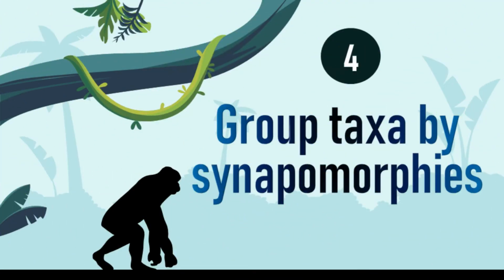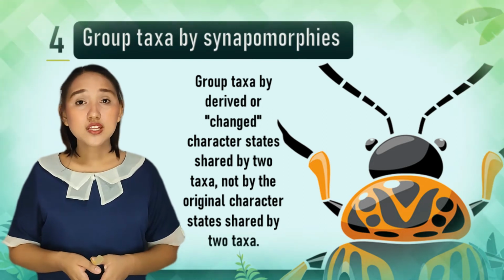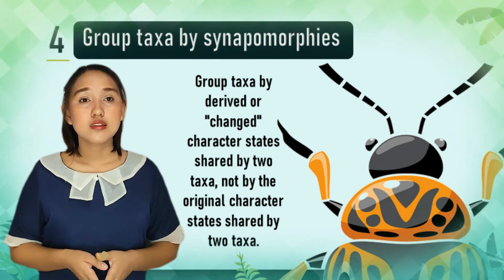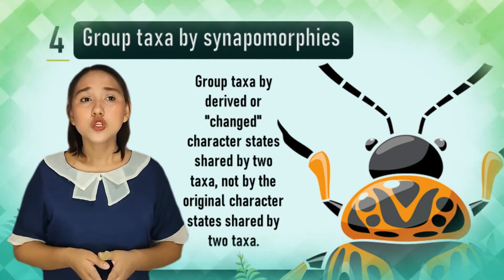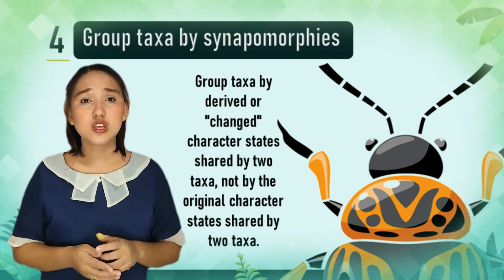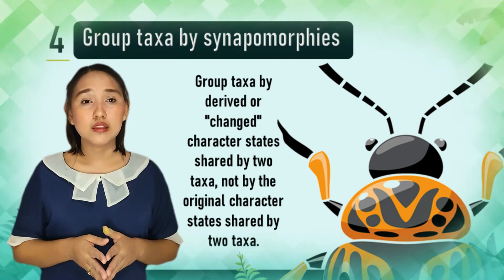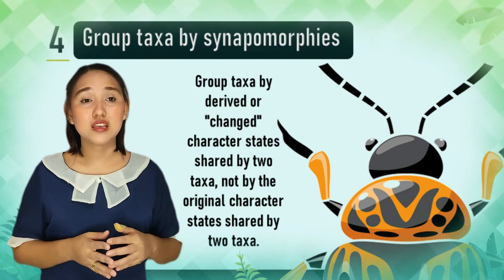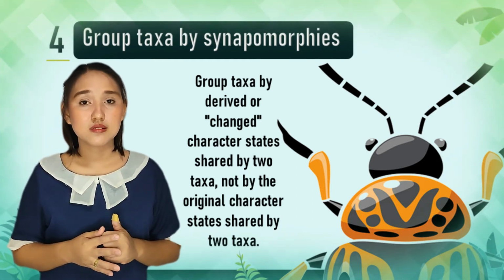Step 4. Group taxa by synapomorphism. Group taxa by derived or changed character states shared by two taxa, not by the original character states shared by two taxa. So for example, imagine that we have determined the common ancestor of our beetle clade had 5 antennal segments and passed that character state onto its immediate descendants.